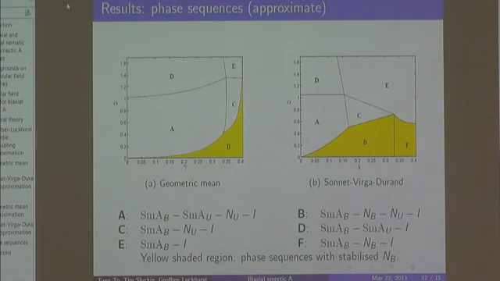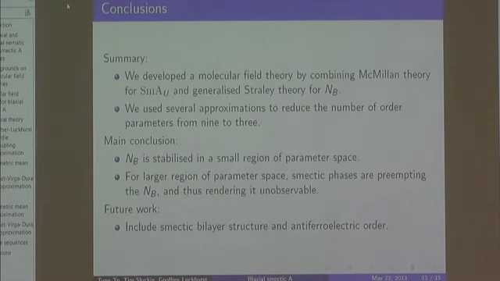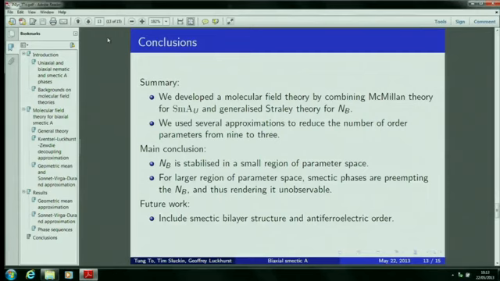And so the conclusion of my talk is that the biaxial nematic is stabilized in a very small parameter space, and for larger parameter spaces, smectic phases are preempting the NB phase, so that's why it's difficult to find, and the NB phase is very rare.